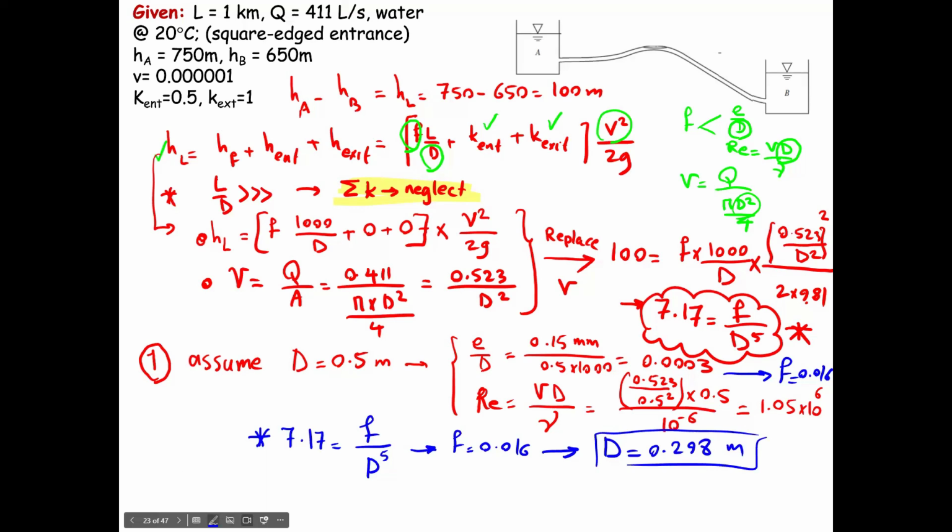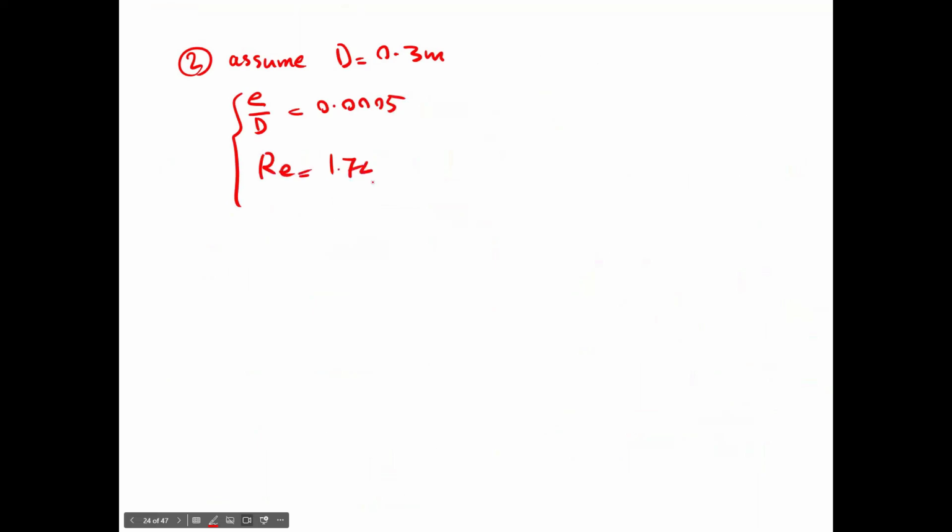So second assumption. Assume D is 0.3 meter. And we know that it's the correct one because we already know what our diameter is. So if I do that, let me write it here. Second, assume D is 0.3 meter. E over D, I will calculate that one. Reynolds, I will calculate that one. And if I do that, F this time is going to be this number.